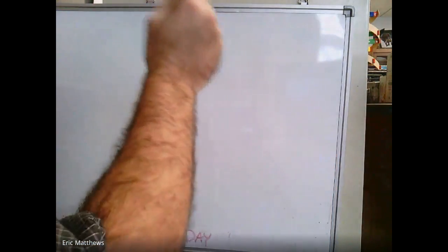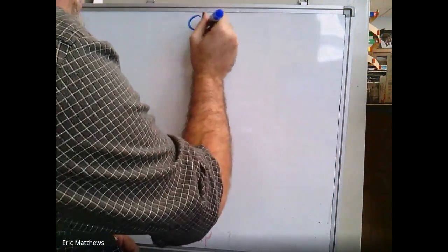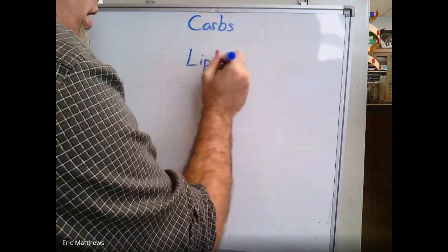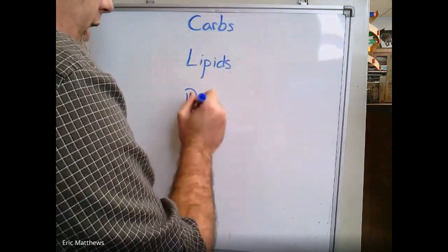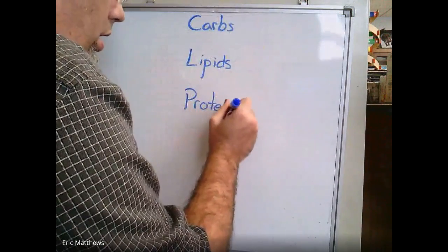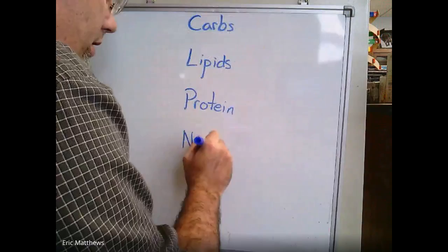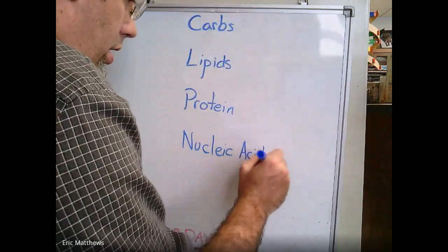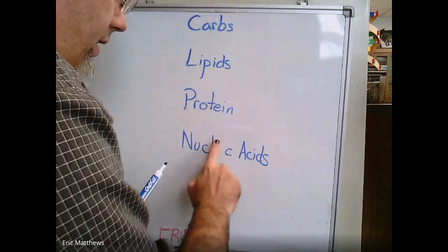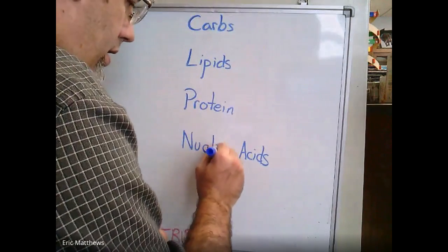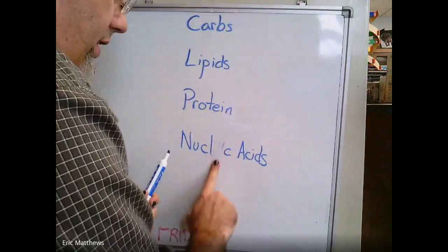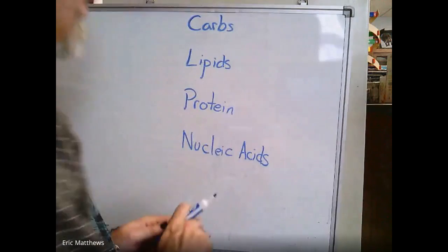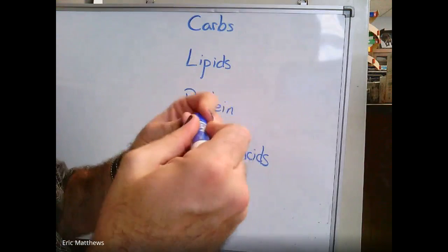Remember, we have our 4 organic molecules. We have our carbs, our lipids, our protein, and our nucleic acids. I misspelled nucleic. No, I didn't. It was right the first time. All right, so there are our 4.